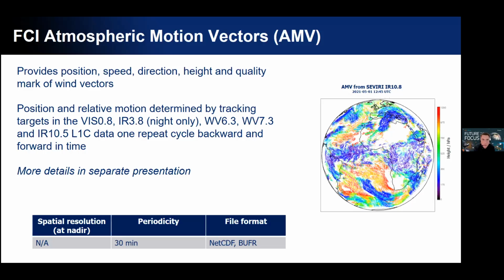And the final product for FCI is atmospheric motion vectors, which provides position, speed, direction, height, and quality of wind vectors. What it does is derive the relative motion of different tracking targets by comparing multiple images from multiple repeat cycles in order to track them. But here I won't go into detail because Regis will give a dedicated presentation on this product later on today. Spatial resolution is not really applicable, but it comes every 30 minutes because it needs 3 repeat cycles. And it's in NetCDF, but also on the GTS in BUFR format.